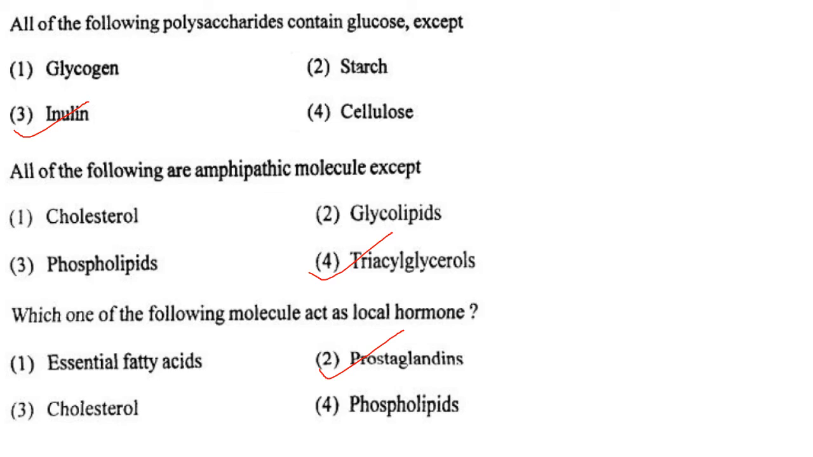Next one. Which of the following molecules acts as a local hormone? Option 1, essential fatty acids; 2, prostaglandins; 3, cholesterol; 4, phospholipids. Answer is option 2, prostaglandins.